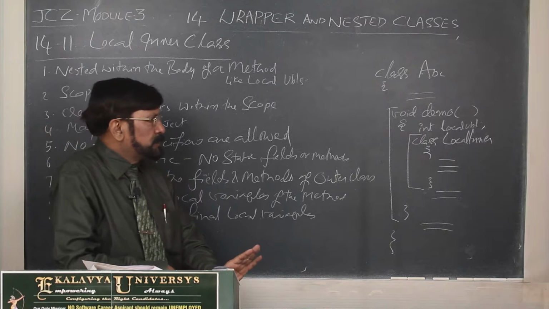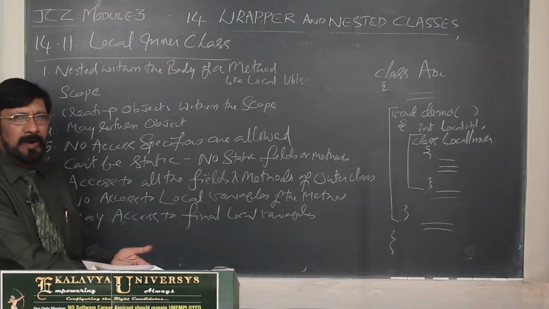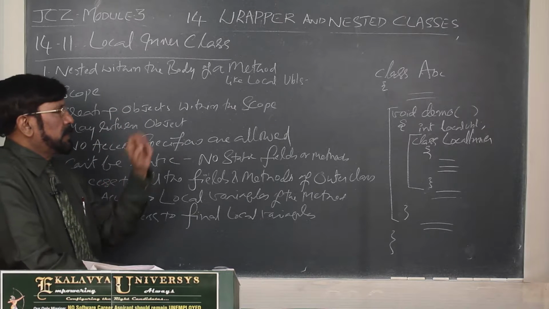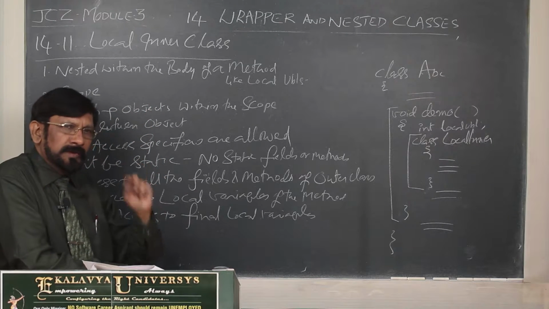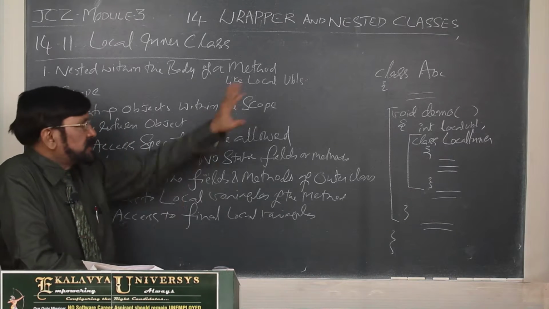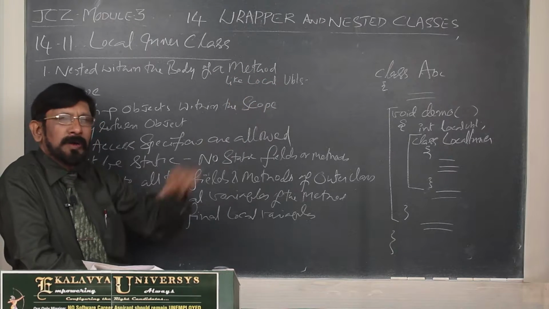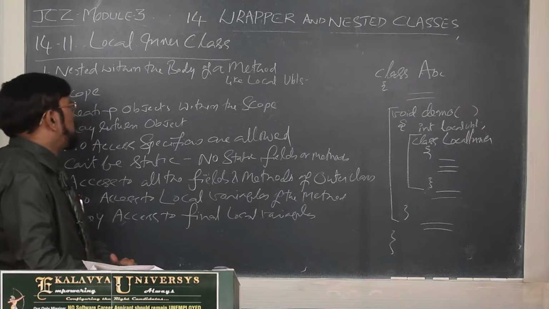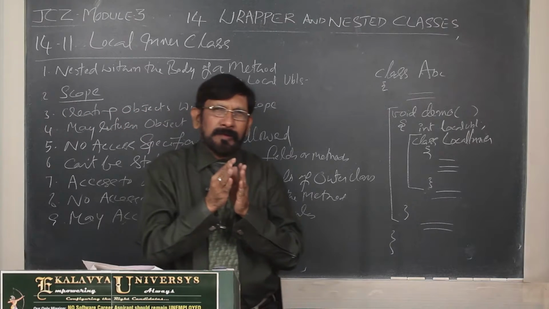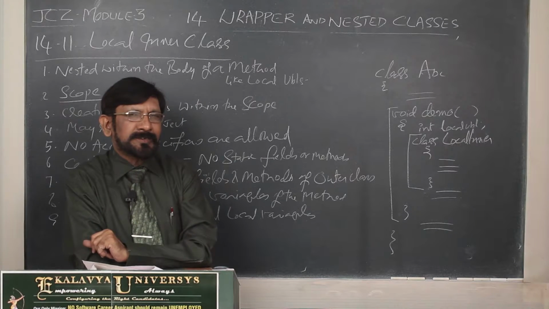Now, I explain the special features of the local inner class, simply local class or local inner class. So, first you must remember that a local inner class is defined within the body of a method. Its status is a local variable of the method. First point you have to remember. Second one, its scope. Its scope means when it is born, when it dies, that you have to understand.